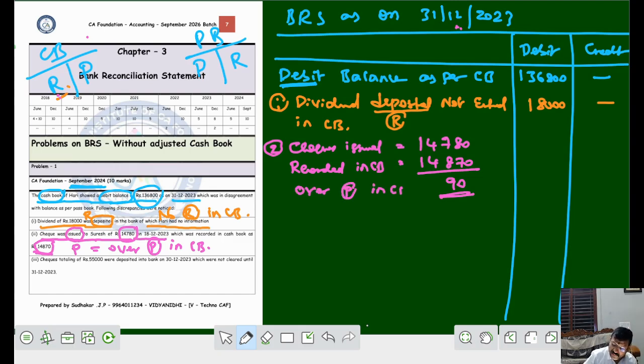So here, overpayment in cash book. I already told you, when it is over, you take it on the opposite side. When it is under, you record it on the same side. When you observe this transaction, overpayment has happened in the cash book. Overpayment means more credit, over credit in cash book. So it is to be taken on the debit side. How much? Just 90 rupees. Finished?